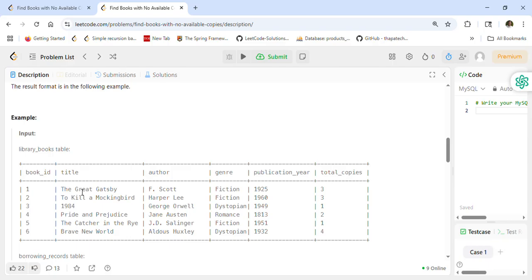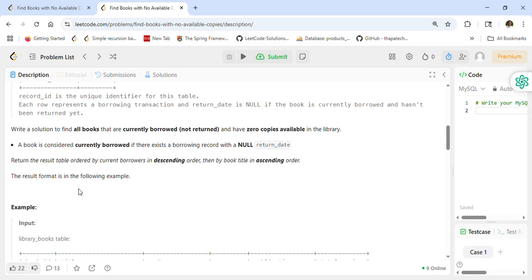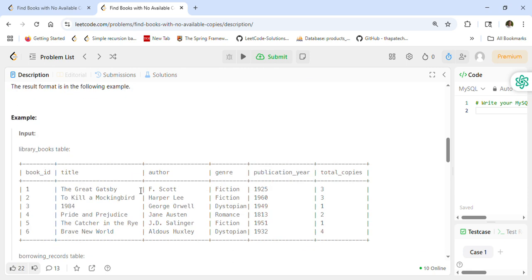So what will be the logic to solve this problem? We will say that the book is currently borrowed and 0 copies are available when you know how many total copies of that book there are and how many total copies are borrowed. If you know this information, then you can tell if that book is currently borrowed in your SQL query basically, correct?